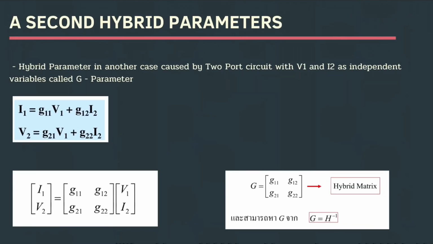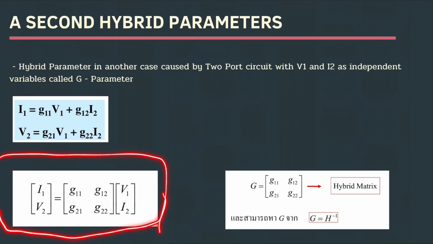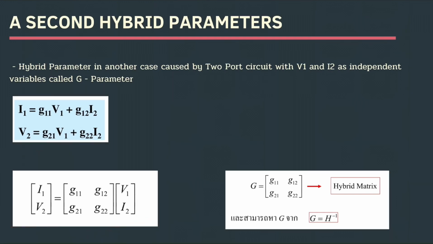And a second hybrid parameter, in another case caused by a two-port circuit with V1 and I2 as independent variables, is called the G parameter. We write the equations I1 equals G11 V1 plus G12 I2, and V2 equals G21 V1 plus G22 I2. We can write a matrix from this, and we can find G from this matrix.